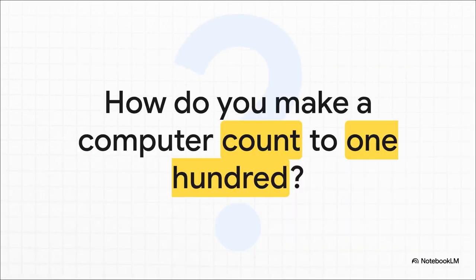So just imagine for a second, you've got this assistant who's, well, super literal, a computer. How would you tell it to count all the way to 100? I mean, you can't just say, hey, count to 100. No, you have to give it these really precise step-by-step instructions. So what's the smartest way to do that?